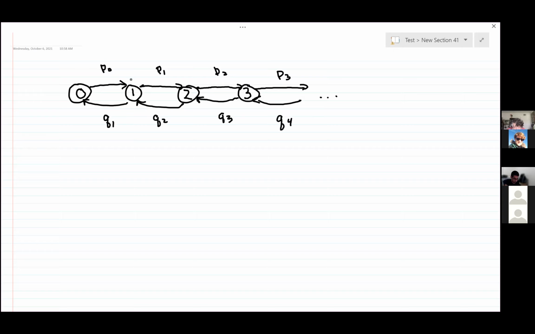And then you could have some return probabilities. So this would be R1, R3, and so on. And over here, since you can't go down, your 0 is sort of your boundary here. You would just have a probability of 1 minus P0.